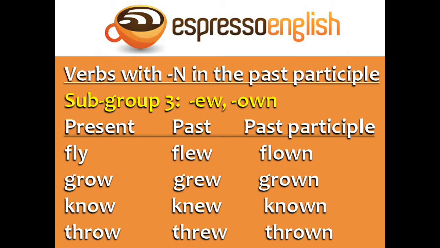Subgroup 3. Verbs ending in ew in the past and own in the past participle. Fly, flew, flown. Grow, grew, grown. Know, knew, known. Throw, threw, thrown.